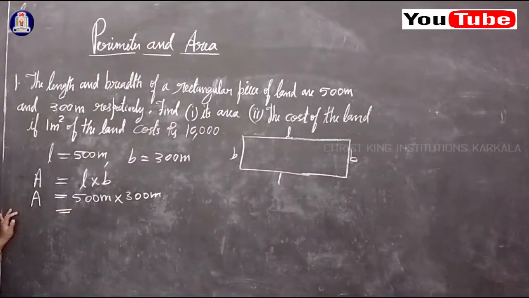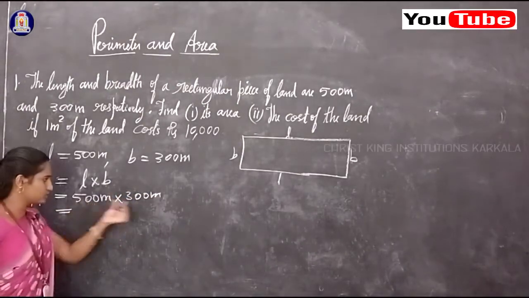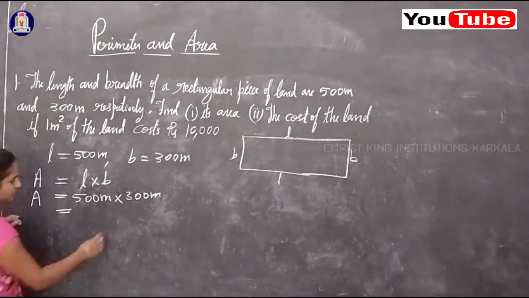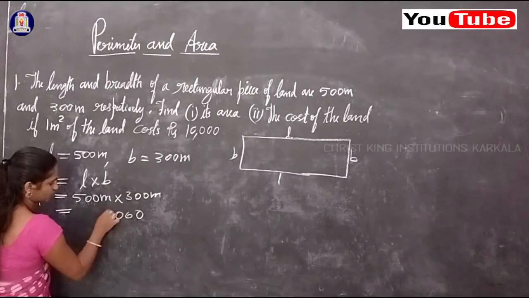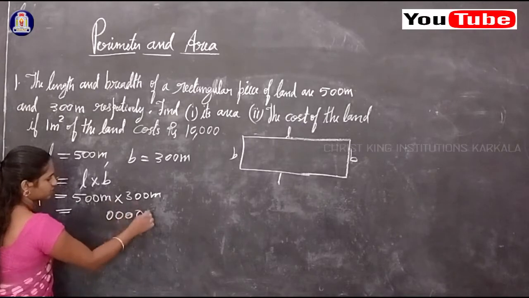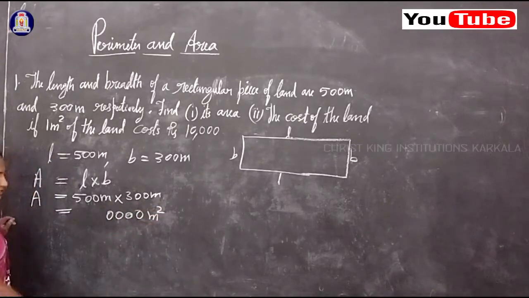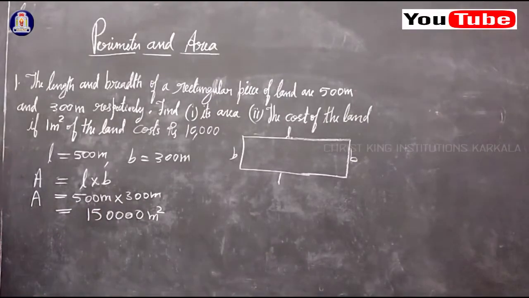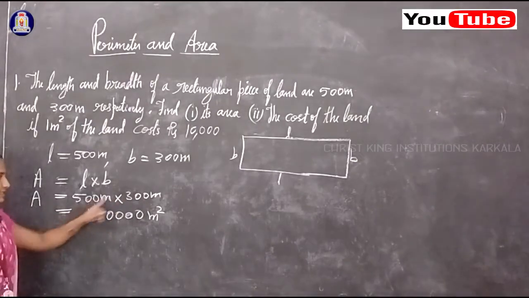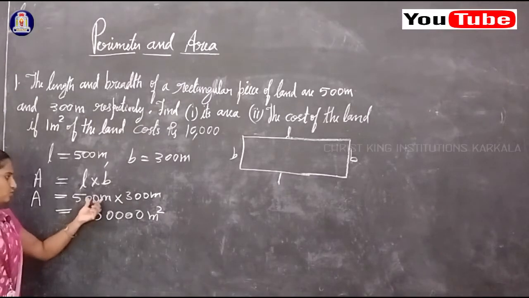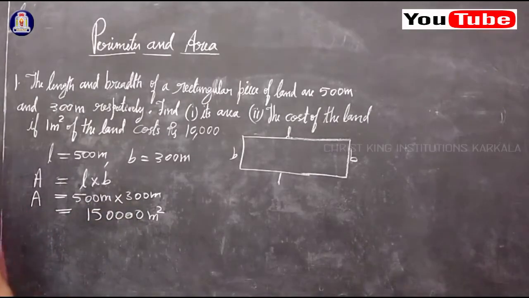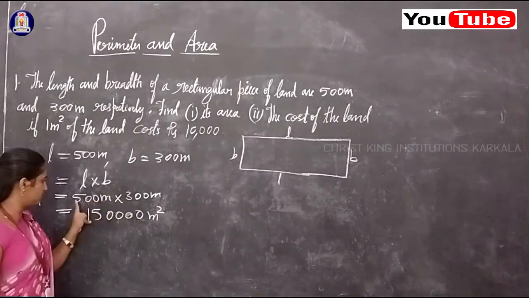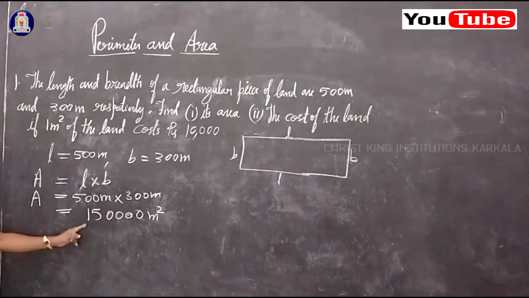So if you multiply this, we'll get, see here 2 zeros and here 2 zeros. Total how many zeros? 4 zeros. So write 4 zeros and meter into meter, meter square. Is it correct? So now 3 into 5, 3 5s are 15. This is very easy, just multiply 3 and 5. Remaining zeros, 2 zeros, 2 zeros, total 4 zeros. So write 4 zeros and multiply 3 into 5, that is 15.